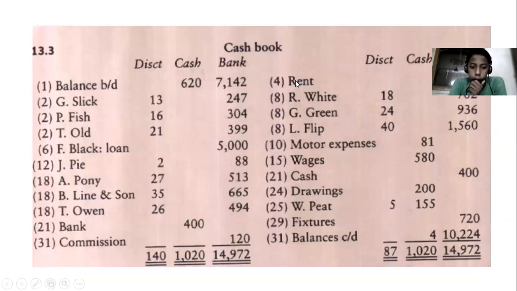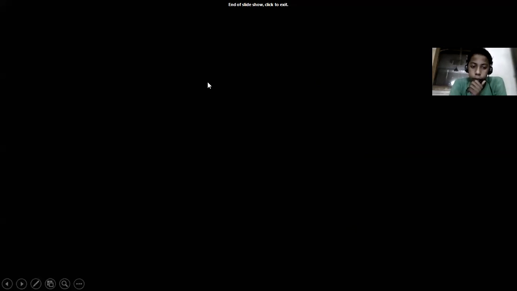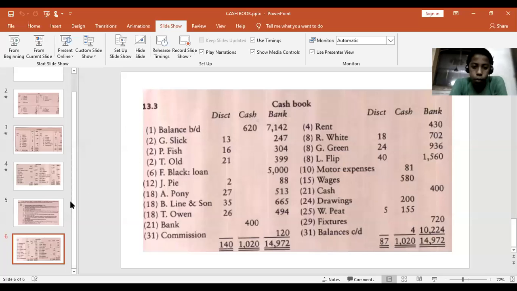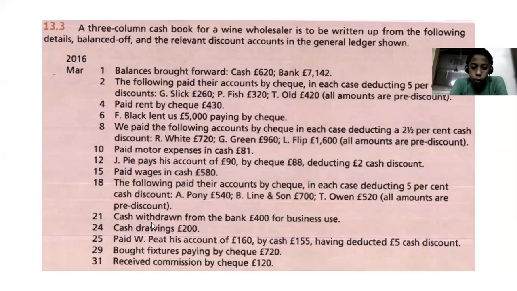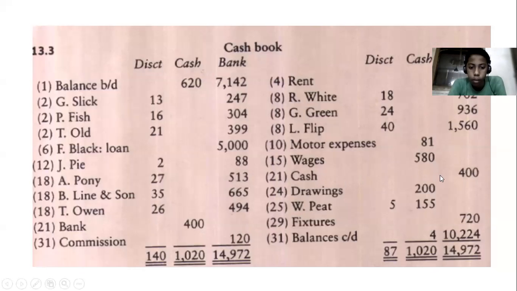Bank would decrease and cash would increase. Why? Because cash is withdrawn from the bank. So bank will decrease, bank will be on the credit side. You write bank on the credit side, and on the debit side you write cash, then you write bank.